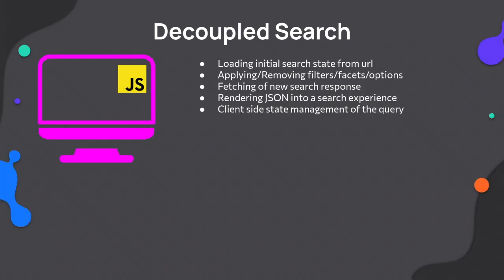So with decoupled search, there's a couple of key considerations. When you're decoupling search, there's a couple key things that the search needs to do on the page to feel modern and to work correctly and to not get into some edge states. So you need to be able to load an initial search state from the URL. It is a pretty common requirement that you can save a search query and come back to it and it will work on the page.